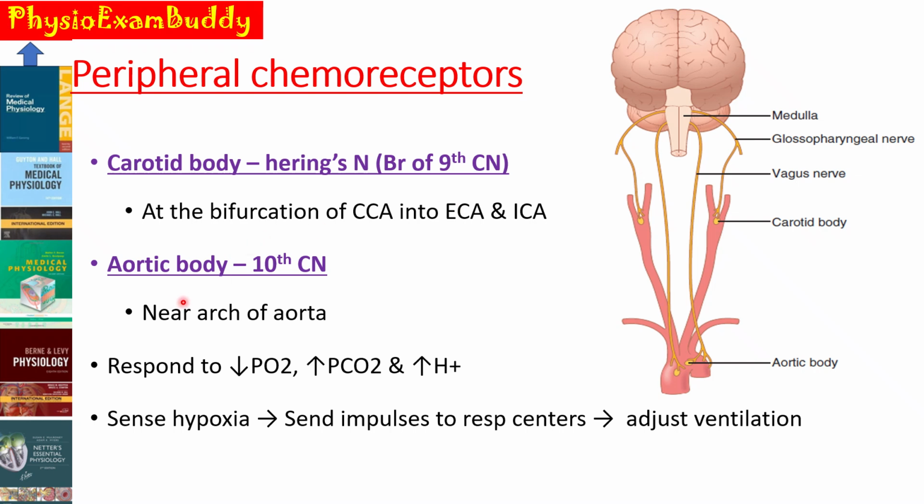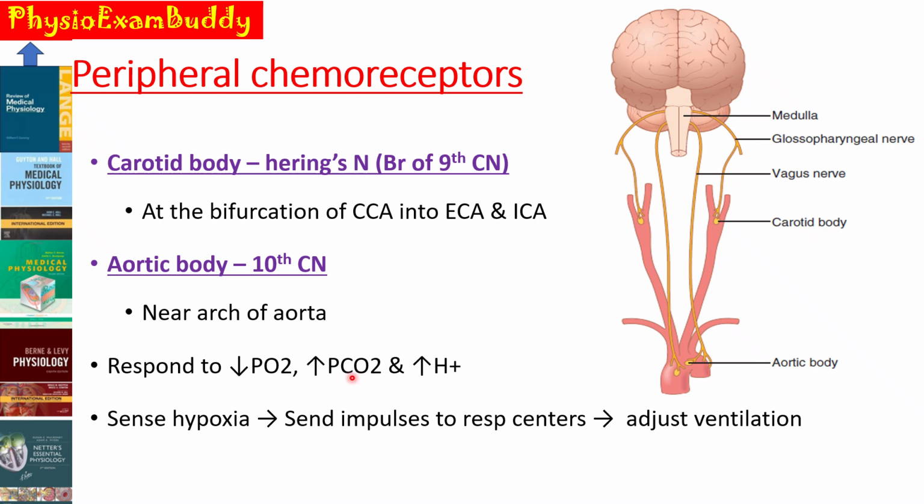Whereas the aortic body is located near the arch of aorta and the nerve supply is from the 10th cranial nerve. And these peripheral chemoreceptors respond to stimuli like hypoxia, that is whenever there occurs decrease in the partial pressure of oxygen, or hypercapnia, that is whenever there is an increase in the partial pressure of carbon dioxide, and in case of acidosis, that is increase in the H plus concentration.